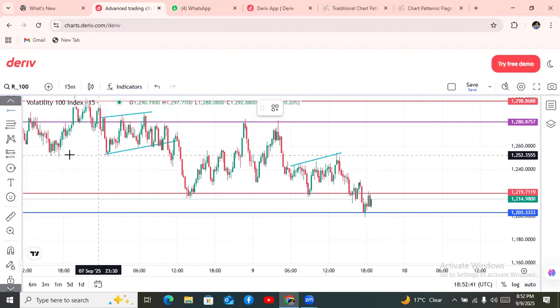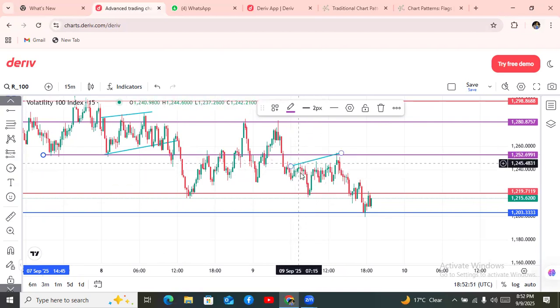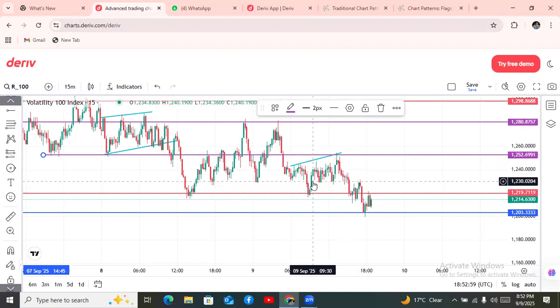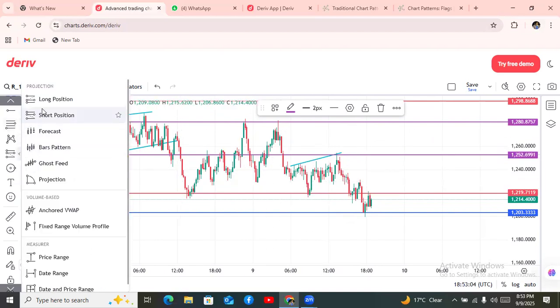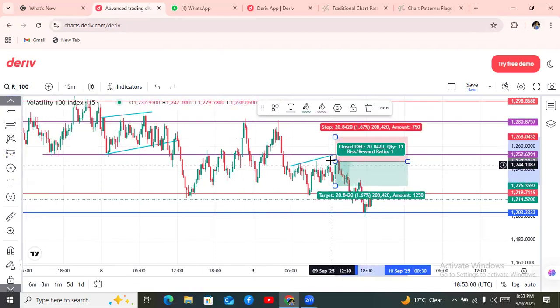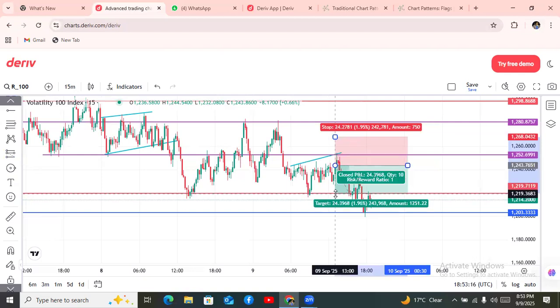price was reacting to this level. You see this level. Price reacted to that level. Price reacted to that level. And our flag is below that level, meaning giving us a very good opportunity to sell. So we took this trade there, and then our take profit was just there.